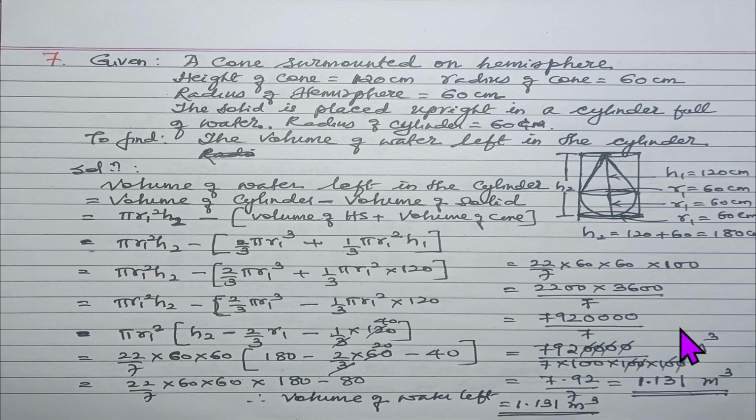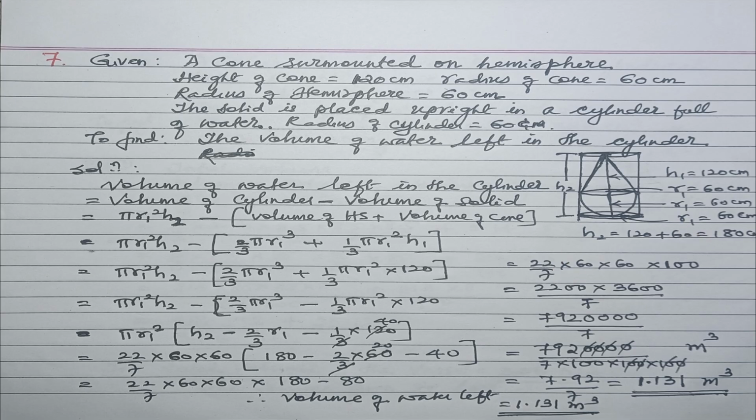That means for meter cube I have to divide the 79240 joule by 7 by 100 into 100 into 100, because to convert the centimeter cube into meter cube it has to be divided accordingly, and that is what I have done, and I got the answer as 1.131 meter cube. So try to understand the conversion of units here from centimeter cube to meter cube. So therefore ultimately the volume of water which is left in the cylinder is 1.131 meter cube.